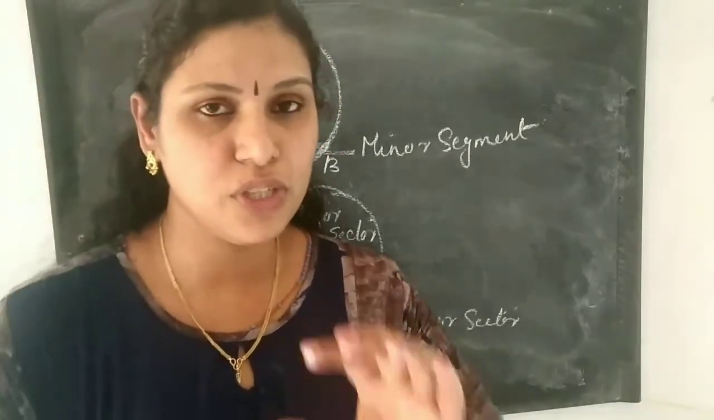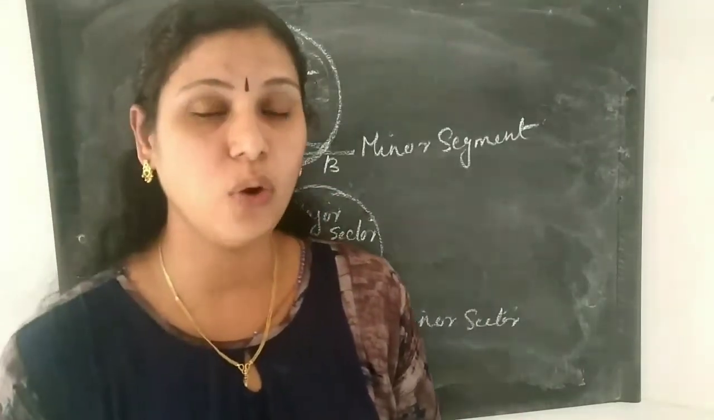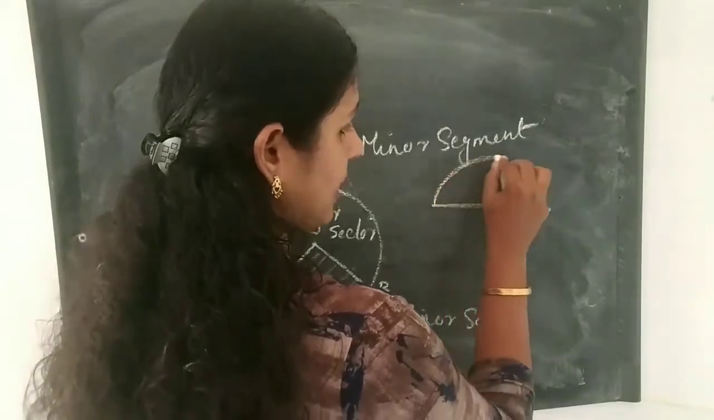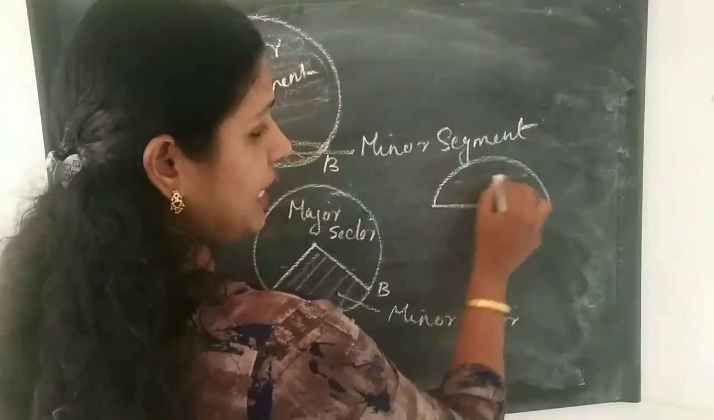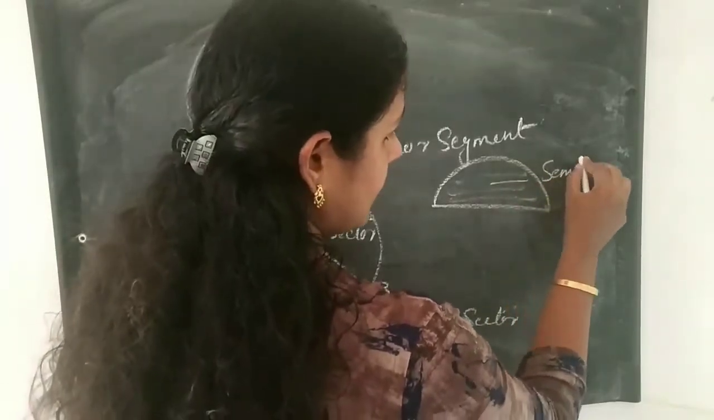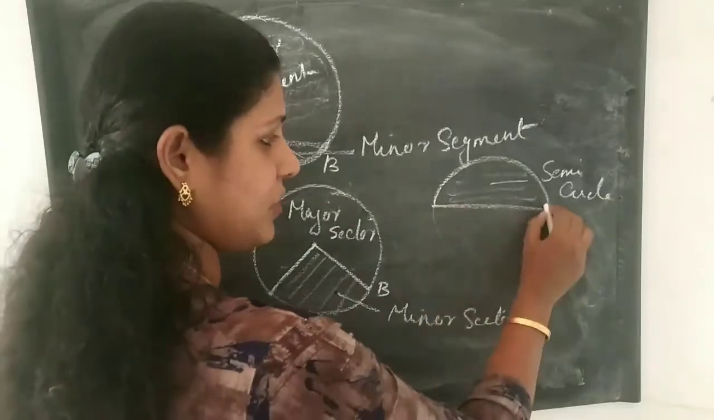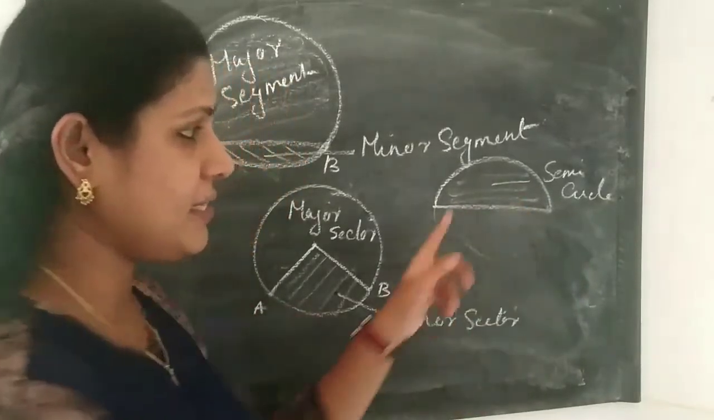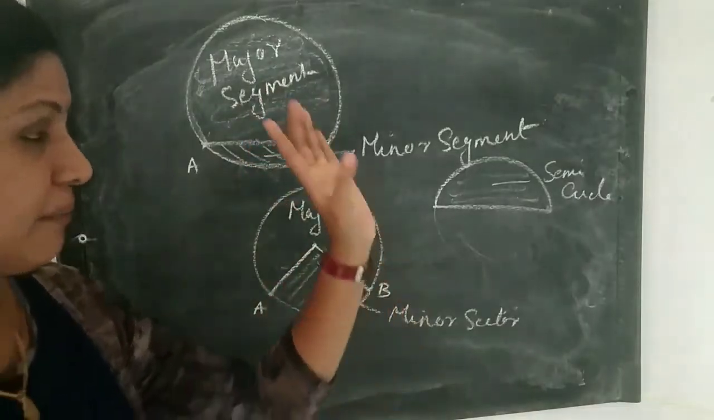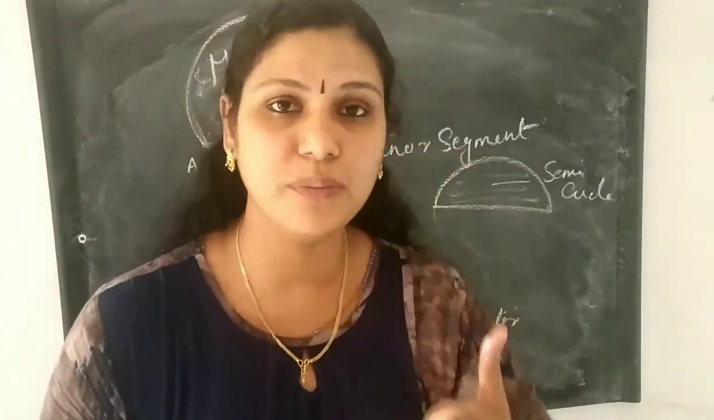So now you understood what a circle, diameter, radius and chord are. And you also know that a diameter splits the circle into 2 equal parts. Each part is known as a semicircle. Okay. So major segment, minor segment, major arc, minor arc, major sector, minor sector, you have understood all of this.